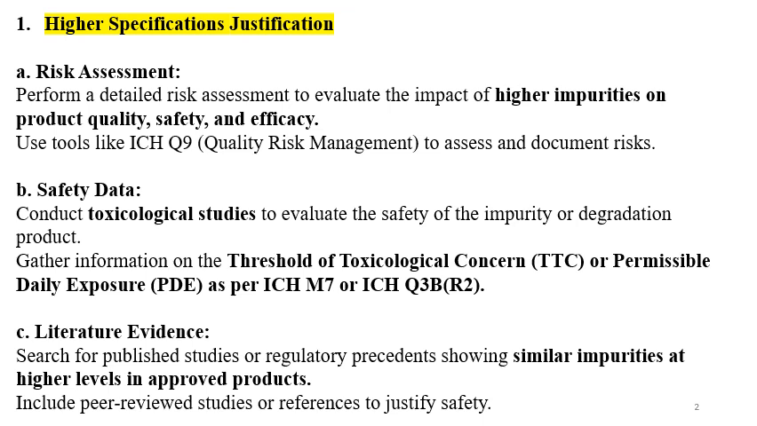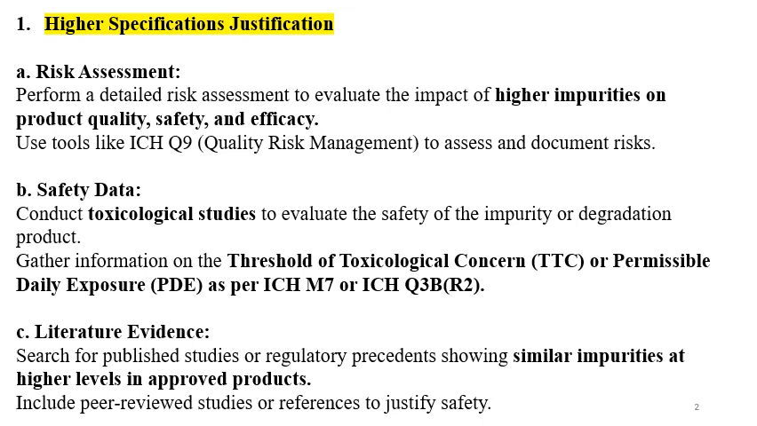Then safety data is required. You can go for toxicological studies and you can evaluate the safety of the impurity or the degradation product. Generation of the data for safety and toxicity is called as qualification process. Gather information on the threshold of toxicological concern or permissible daily exposure, that is PDE, as per ICH M7 guideline or ICH Q3B guideline. These guidelines are there for the impurities. Literature evidence can be provided.